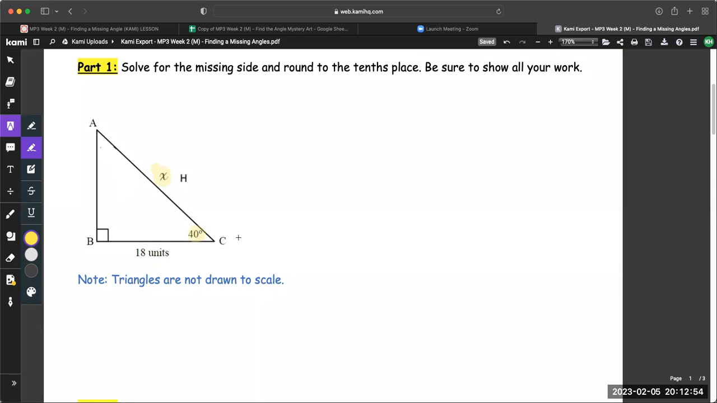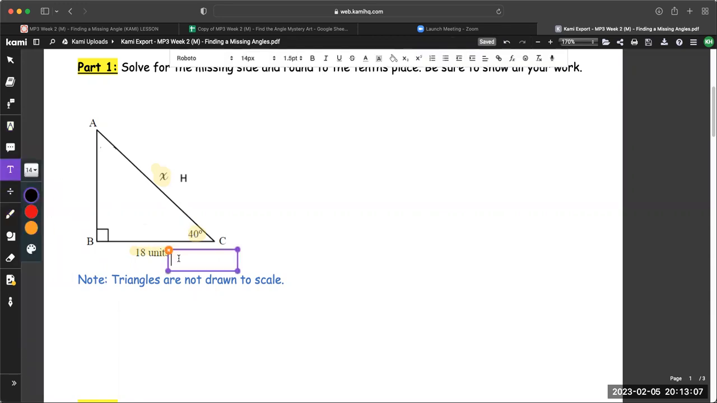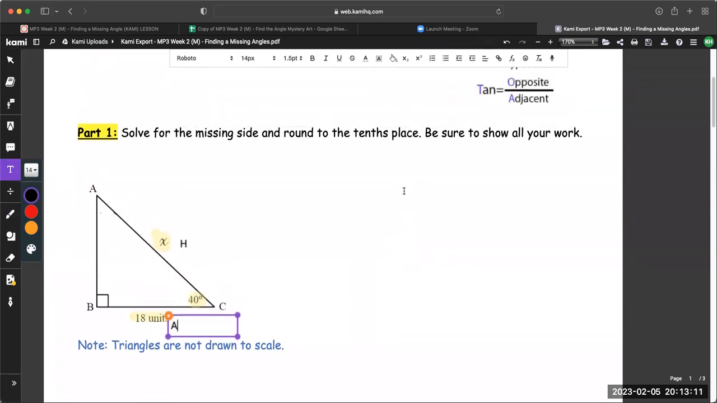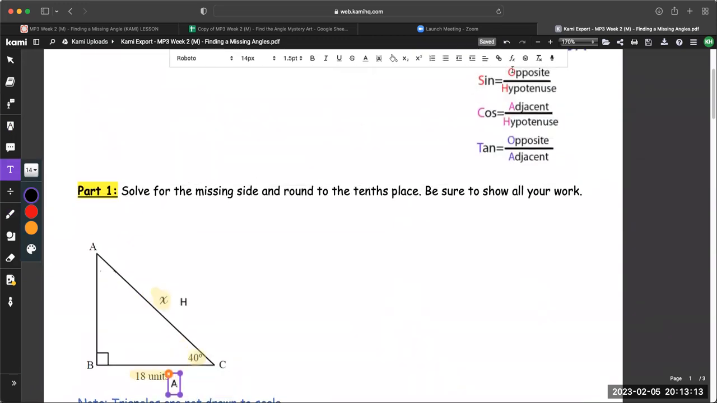So that 18 units there, I need to figure out what side it is to that angle. The 18 is touching the 40, so that means it is the adjacent side. So we have that A. If I scroll up a bit, for sine I would need my opposite and hypotenuse. I don't have that. For cosine, I need my adjacent and hypotenuse. Cool. That is what I'm going to use.